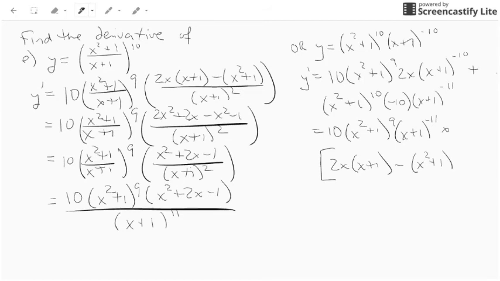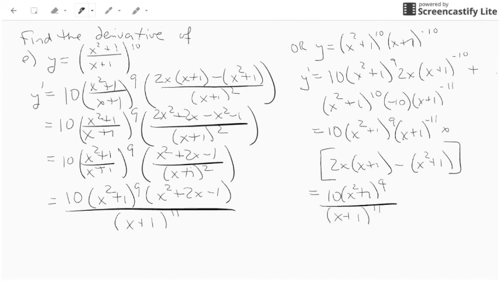So now, when I put this together finally, this is going to be 10 x squared plus 1 to the 9. This part is going to be over, I'm going to just simplify this as I go here, x plus 1 to the 11.